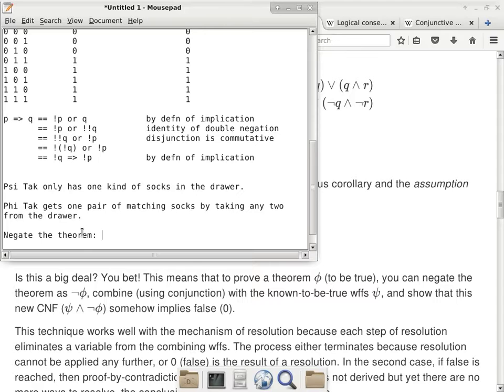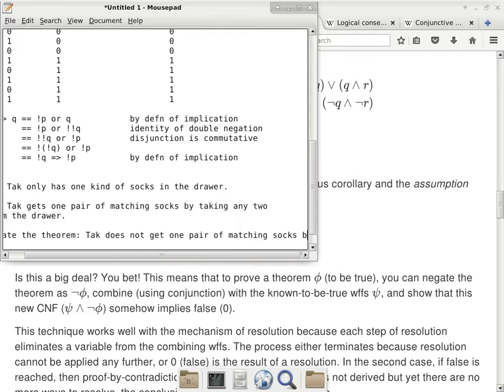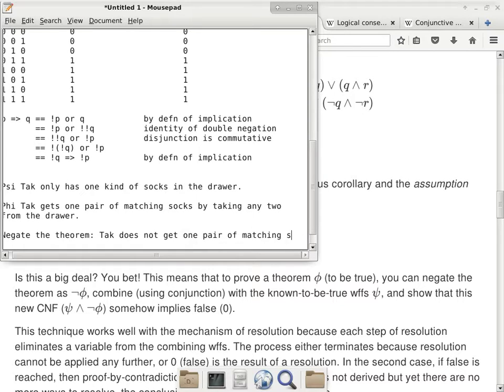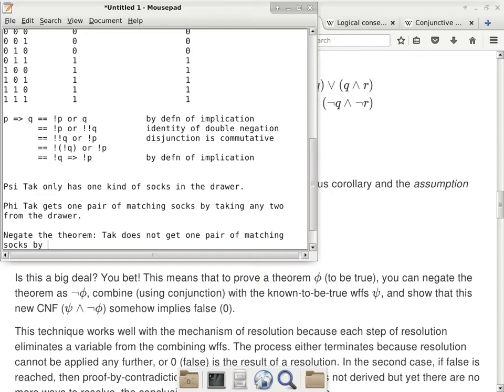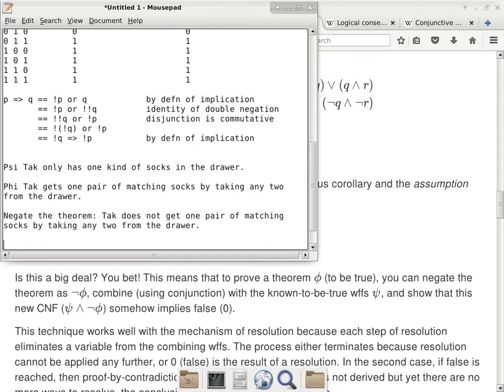Tag gets 0 or more than 1. Tag does not get one pair of matching socks. Yep, exactly. The rest would be the same by taking any two from the drawer. Okay? Is that okay? So negating the theorem will give us the negation of phi.